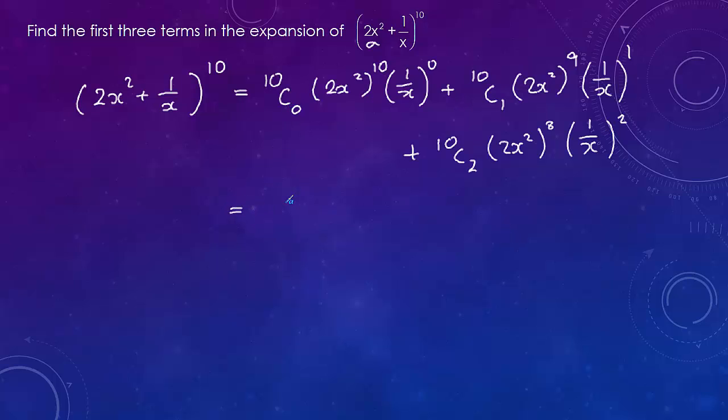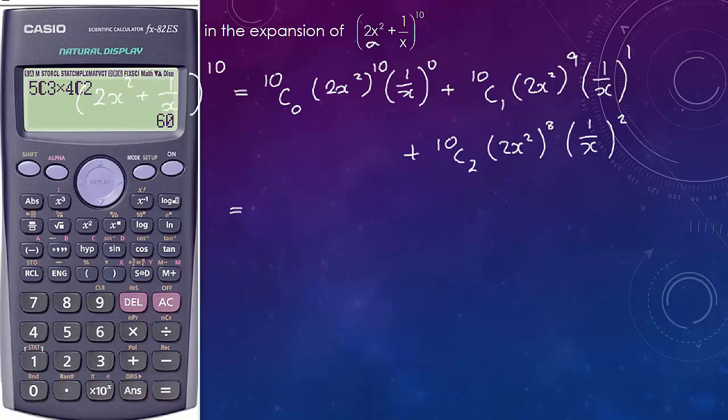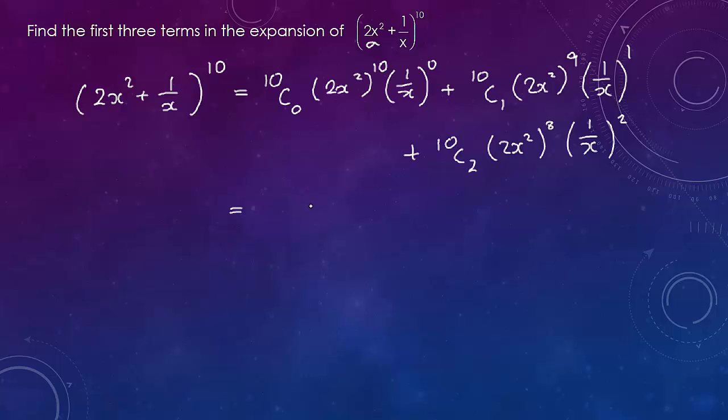Well, 10c0 I know is 1. 1 over x to the power 0 is also 1. So we need to know 2 to the power 10. So we've got 2 to the power 10. That's 1024. So we're going to have 1024, and then we've got x squared to the 10, so that is x to the power 20.